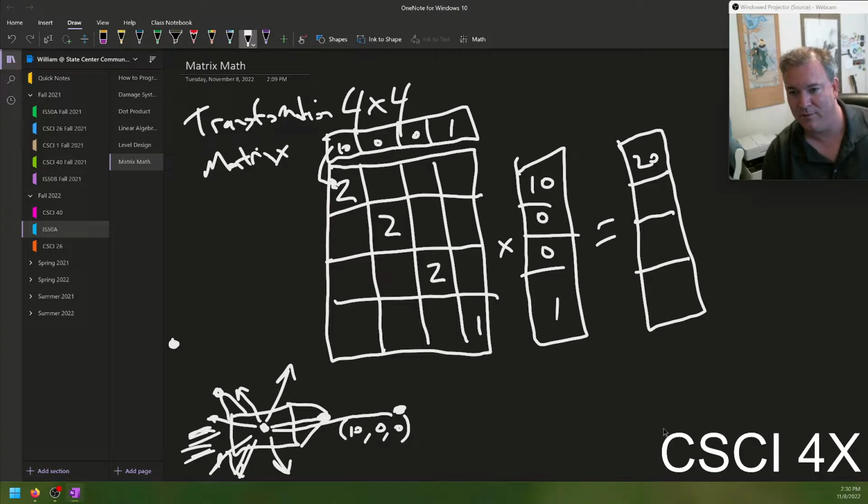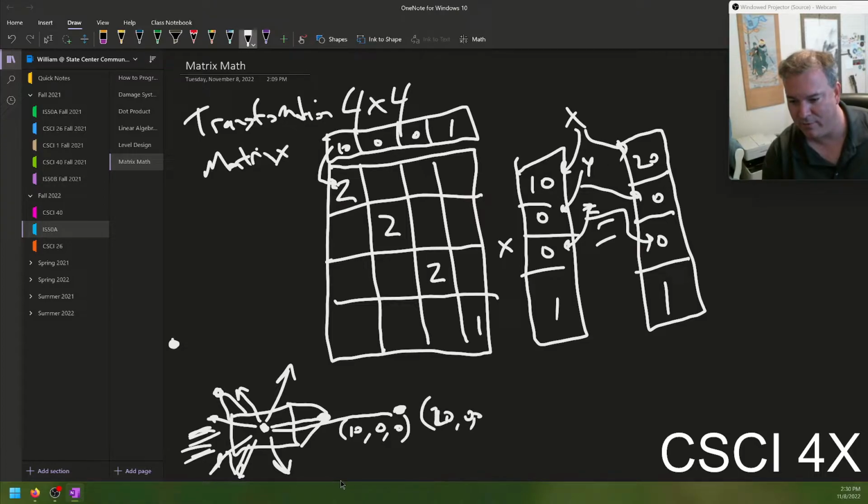0 times 2 is 0. 0 times 2 is 0, so it's 0 and 0. 1 times 1 is 1, and so that is our answer. This is the x value, this is the y value, and this is the z value. And same thing for the results. So what we had was a rocket ship. The tip of the rocket ship was 10, 0, 0 before, and now it is at location 20, 0, 0, because we did a times 2 scaling.